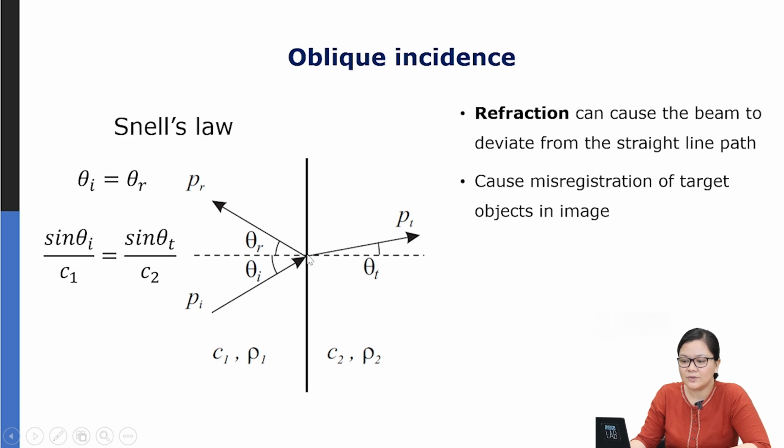And what happens to the transmitted pulse here is that it is being refracted. What does refraction mean? It means that the ultrasound wave is not going through a straight line path anymore. It is being refracted at a certain angle because of the differences in the tissue properties, in the media properties. And this is important for imaging because if an ultrasound wave is being refracted, then it can misregister a target inside the image.